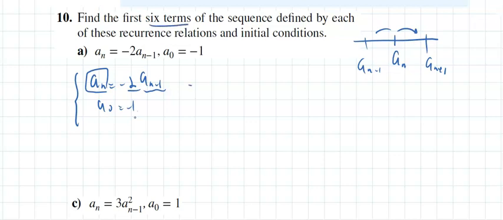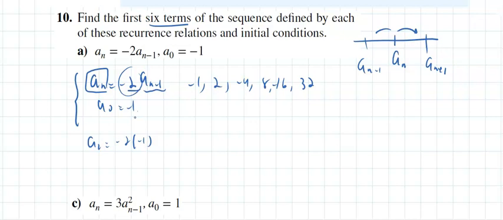Well, the first term is negative 1. The second term, if you want to use the formula, you would take negative 2 times the previous term, which is 2. The next term you multiply by negative 2, that's negative 4, that's 8, that's negative 16, and that will be a positive 32. And these are the 6 terms.